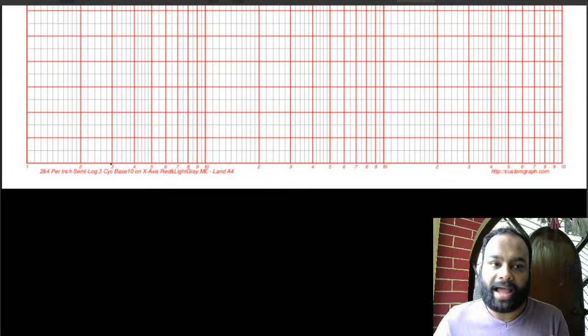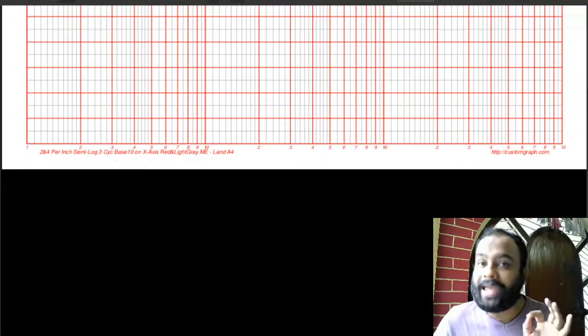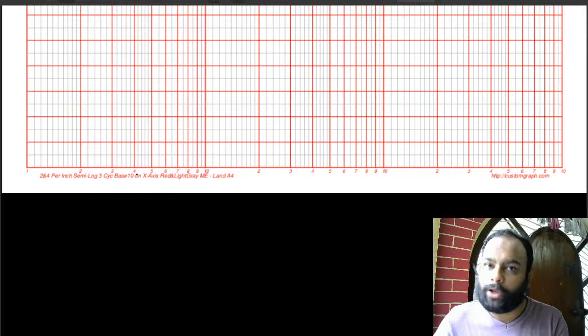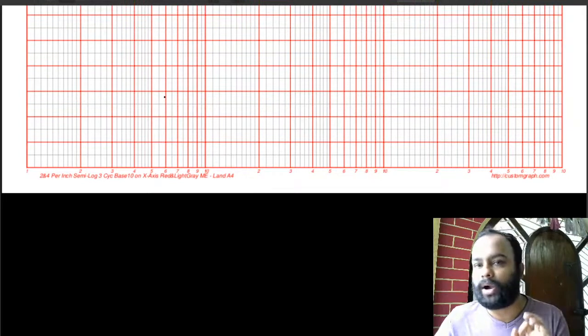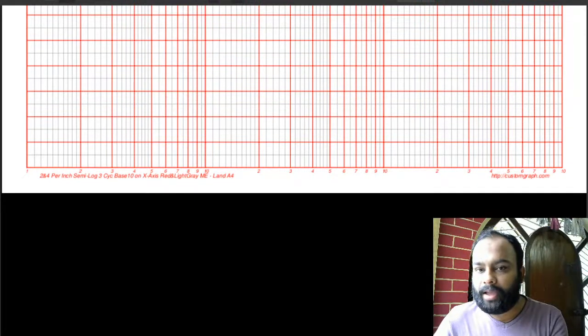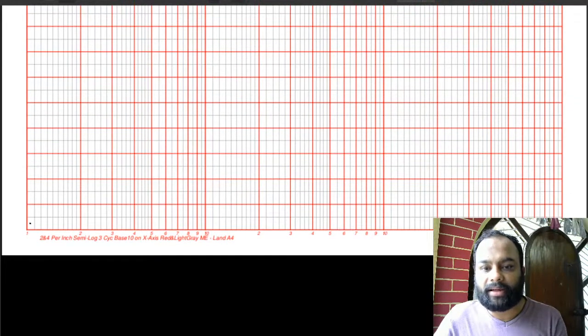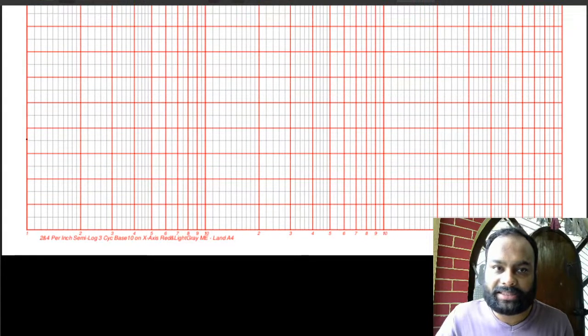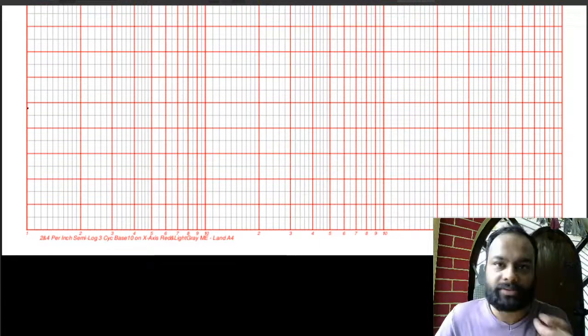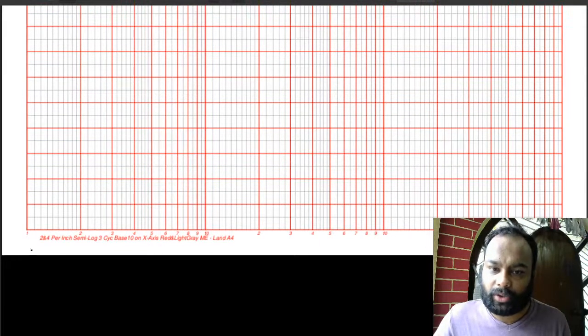Some of you probably have seen this kind of graph paper, and some of you probably haven't. But let me tell you how this kind of graph paper really works. But before I tell you, let me just mark this graph paper, because try to understand, this vertical axis is not a very difficult thing to understand. This vertical axis is just like any other graph paper, right? This vertical axis is 1 centimeter apart.